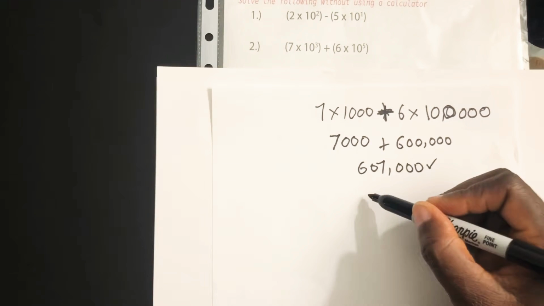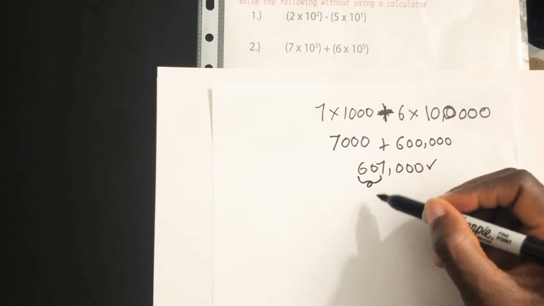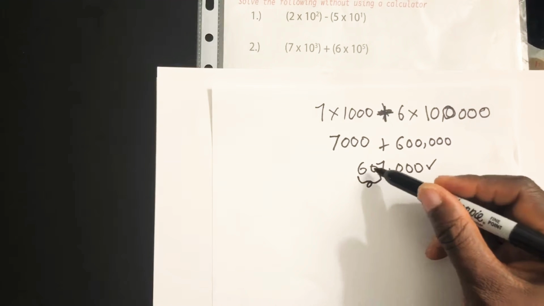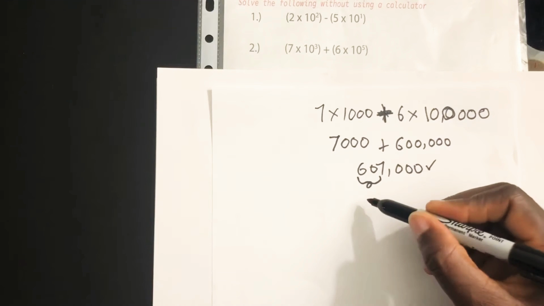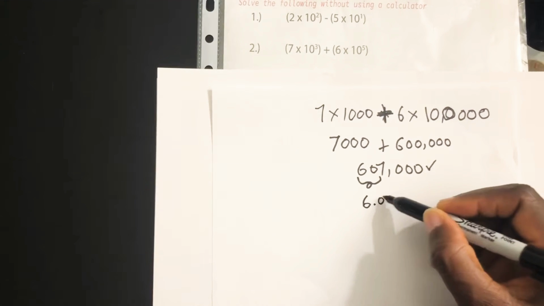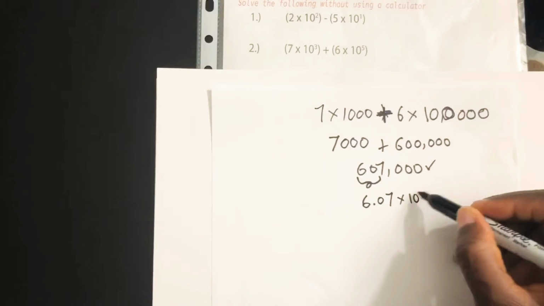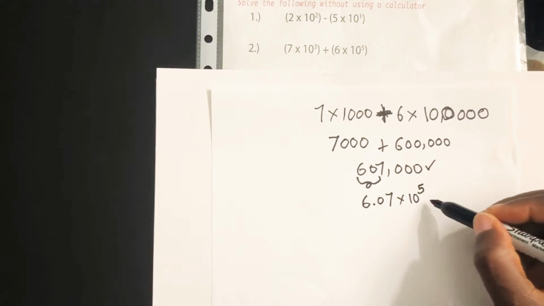If you rewrite that in standard form, we'll take all the non-zero numbers, including any zeros in between them. That would be 6.07 times 10 to the power 5.